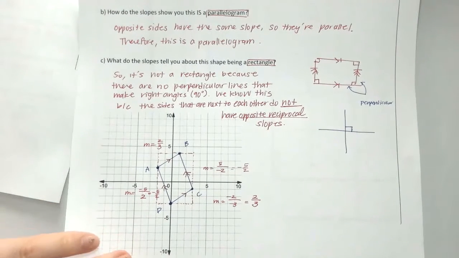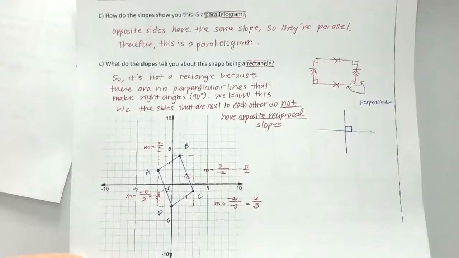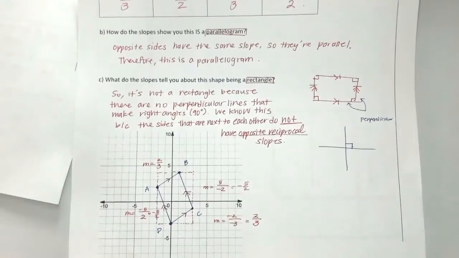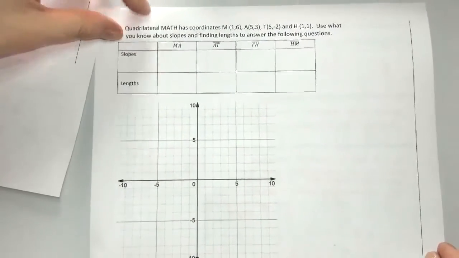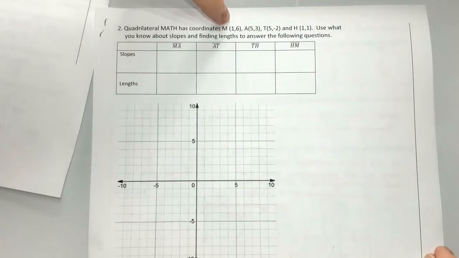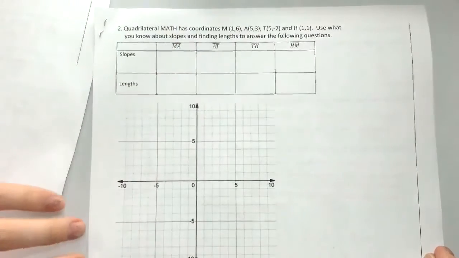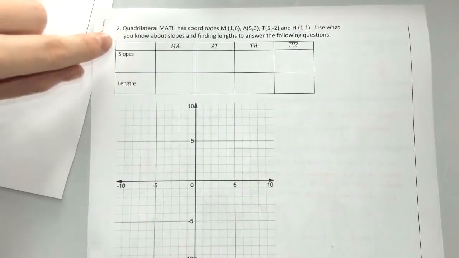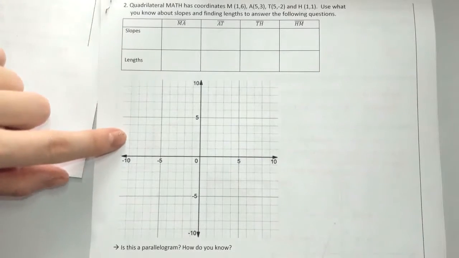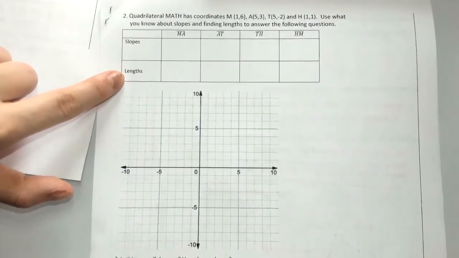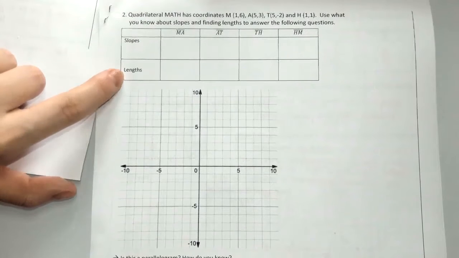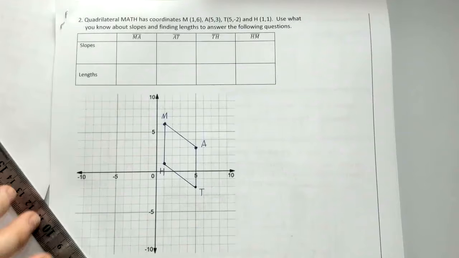So that's how we're going to determine figures using information we know about slope. And we're going to practice one more, this time with a different one. So I'm going to have you try it again. Graph the 4 points. Make sure you label MATH. And you can continue on your own to figure out what kind of figure this is by finding the slope and actually the side length if you can. Otherwise, come back to the video and we'll go through this together.